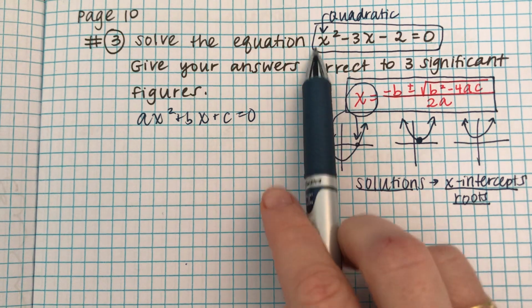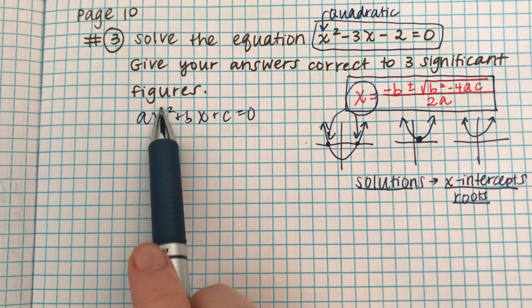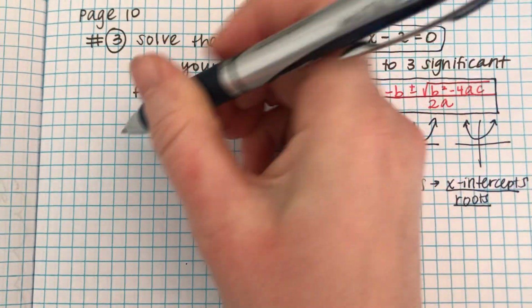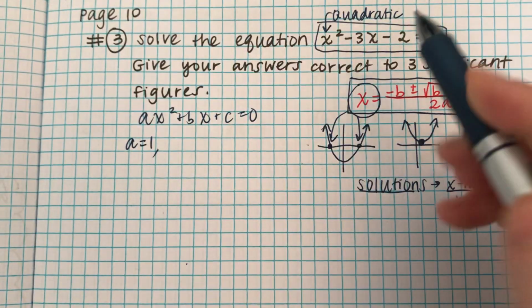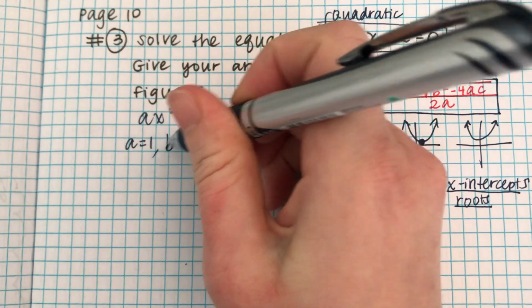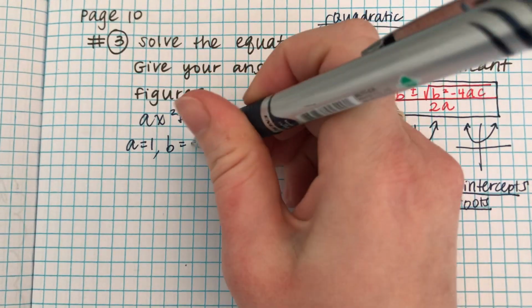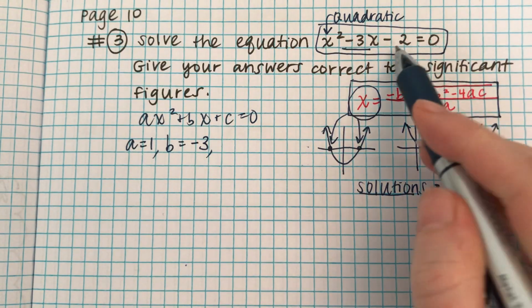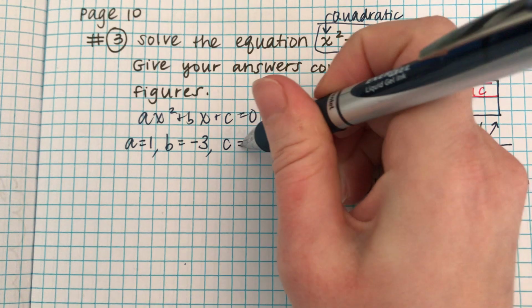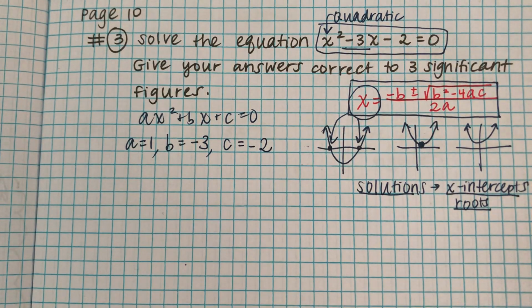So a is the coefficient of x squared. So if this is x squared, the coefficient here, or number in front of x squared, is just 1. B is the coefficient, or number in front of x. So b is a minus 3. Remember to keep the sign consistent. And then c is the value that's left on its own at the end. So c here is a negative 2.